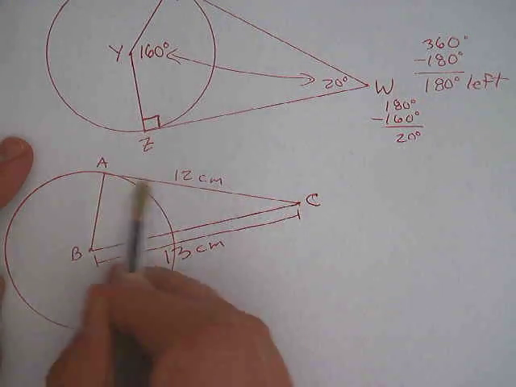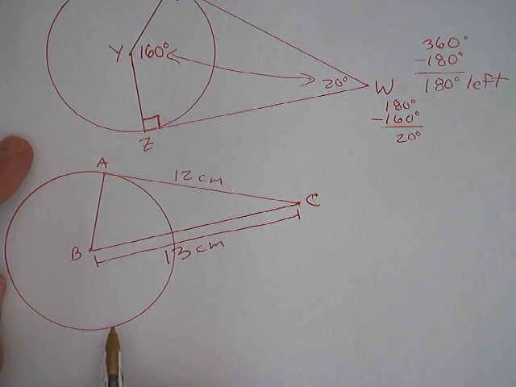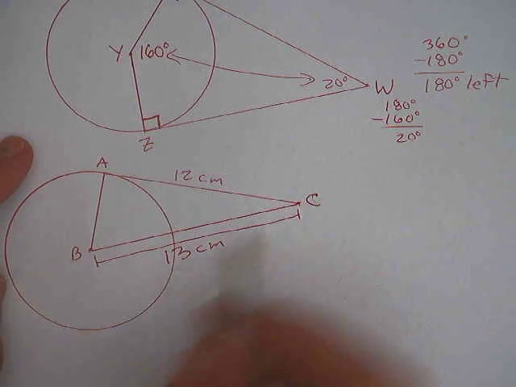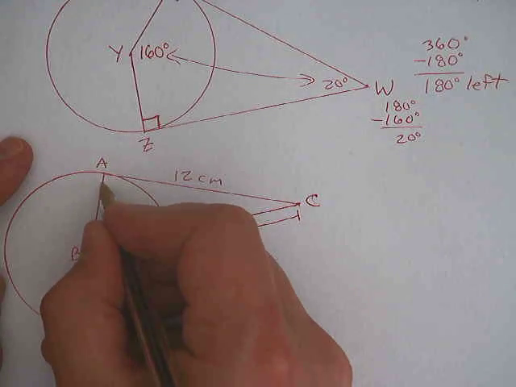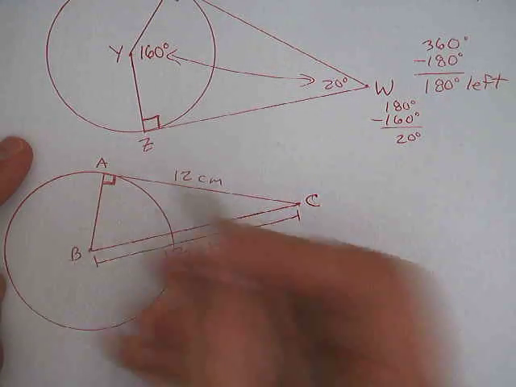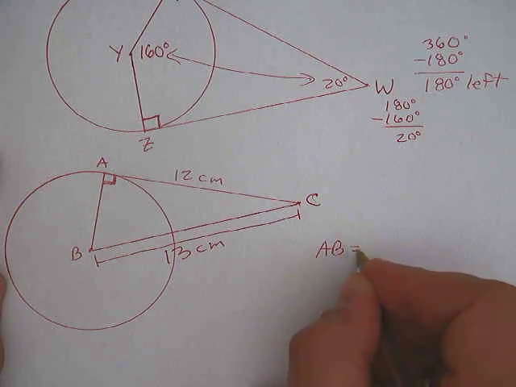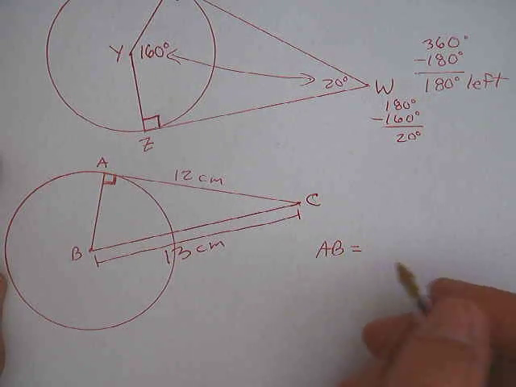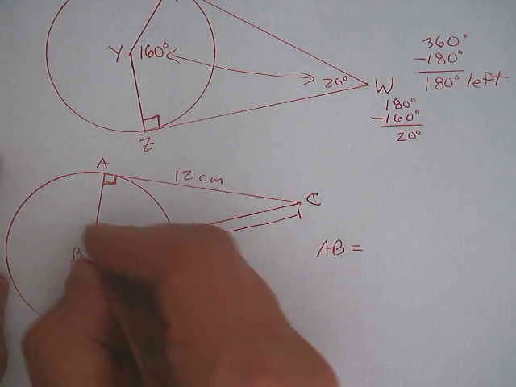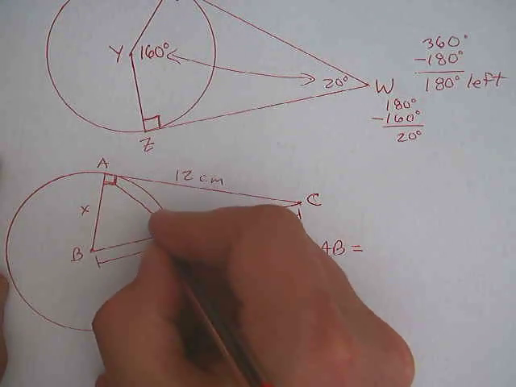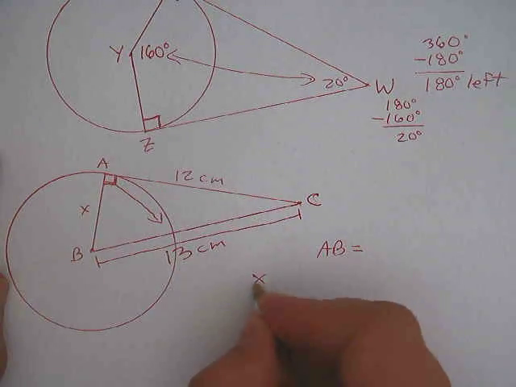Okay, next, let's say we have another tangent segment. Let's say AC is tangent to the circle. I do know that if it's tangent to the circle, it's perpendicular to this radius right here. And if I wanted to know the length of AB, what is that going to be? I could use the Pythagorean theorem, right?